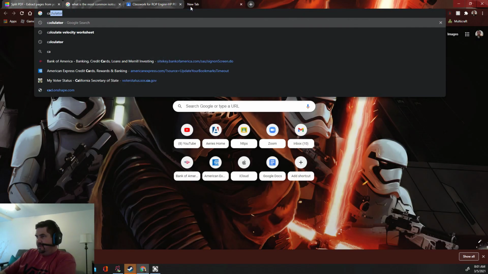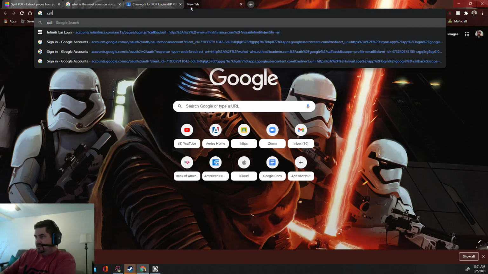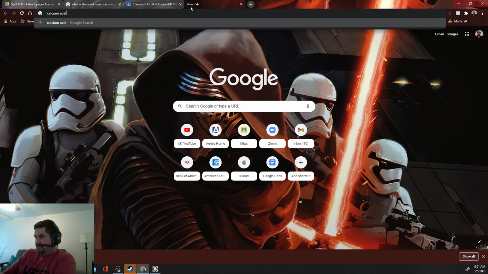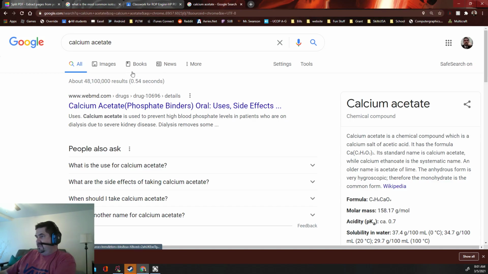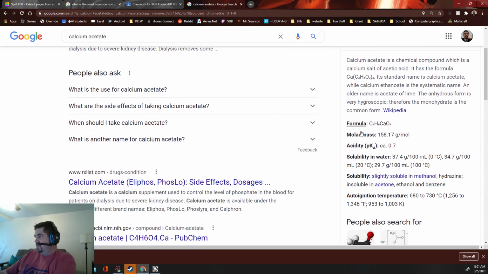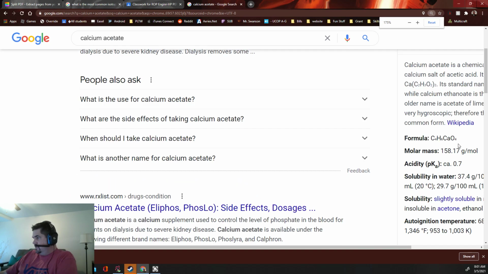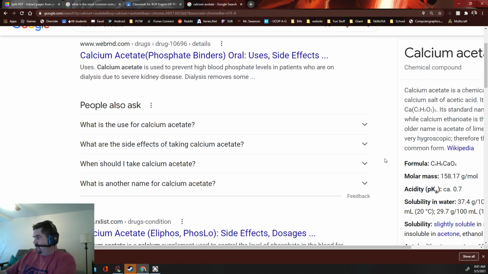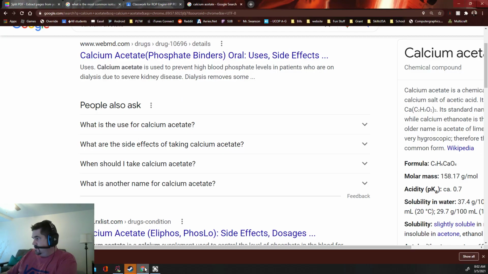Well, we should look up calcium acetate like that. And right here, here's calcium acetate right here. Okay, so it's C4H6CaO4. So let's write that down: C4H6CaO4.